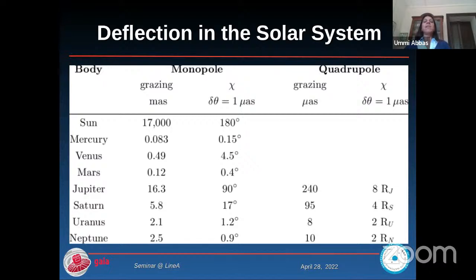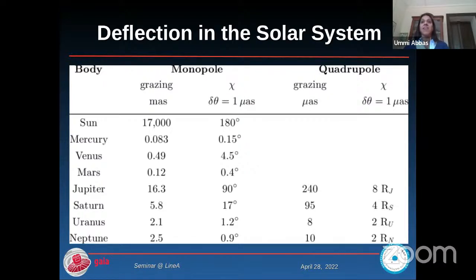For the sun, for a grazing ray, as we just saw in the previous figures, it is 17,000 milliarcseconds. Close to Jupiter, which is the one that we are really interested in, we look at the limb of Jupiter. We see that the grazing monopole deflection is of the order of 16 milliarcseconds. At 90 degrees from Jupiter, it is still of the order of 1 microarcsecond. Instead, the quadrupole deflection effect is of the order of 240 microarcseconds.